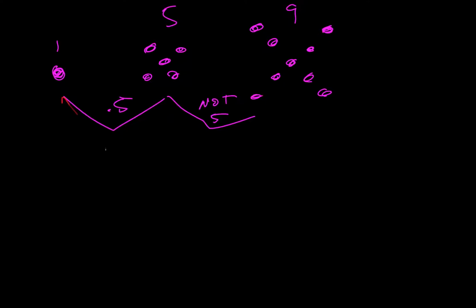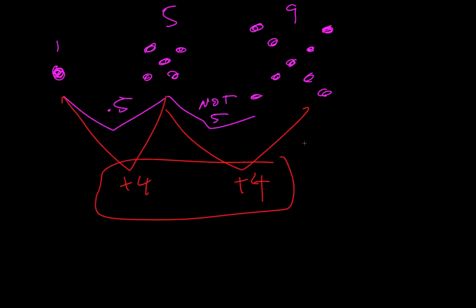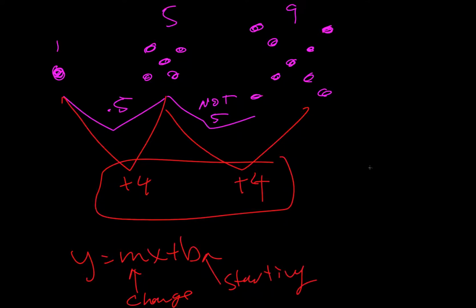Now if we try addition, we add 4, and since those are the same number, we have a linear relationship. So linear, y equals mx plus b. M is the amount that we change by, because it's our slope. And then this is our starting. So we're going to get y equals 4, because that's the amount we change by, x plus 1.